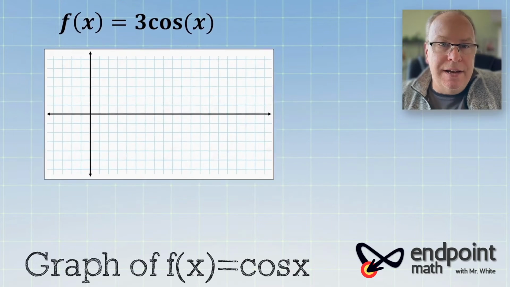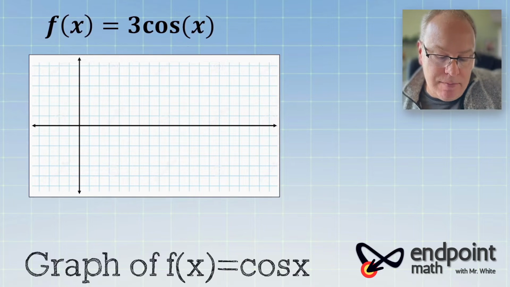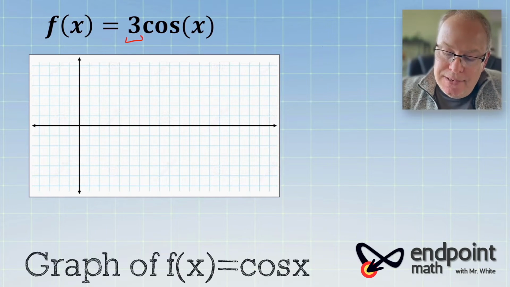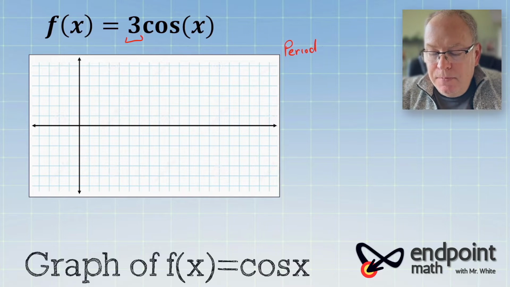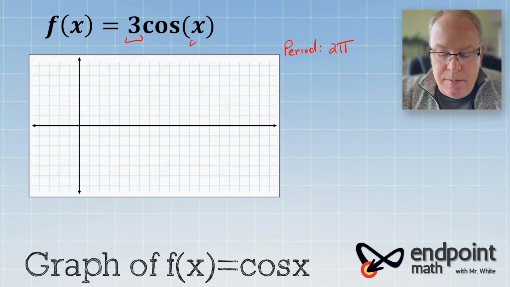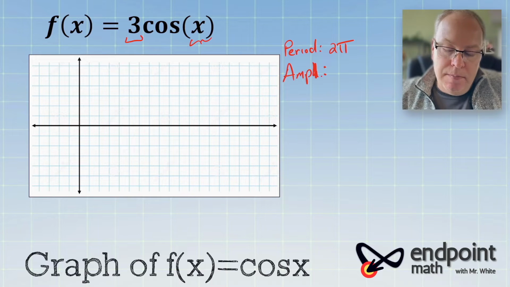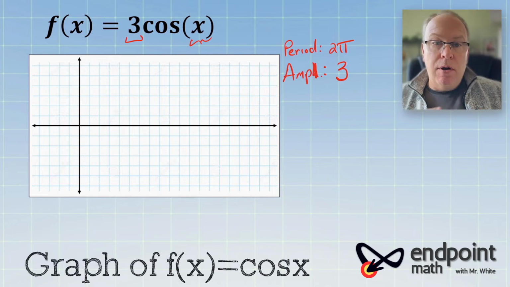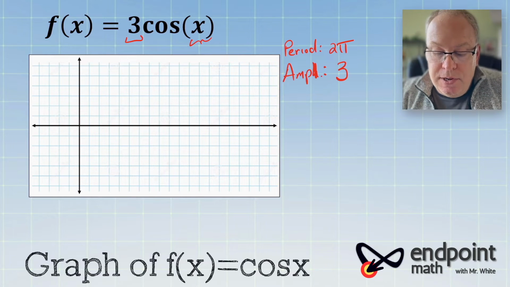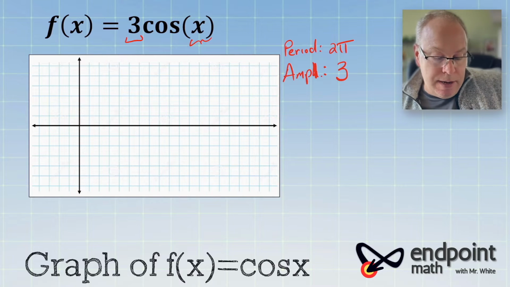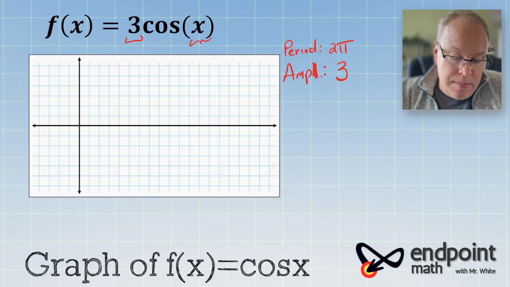All right, what does this graph look like? Well, I'm putting a number out front this time. That's not the period. The period is still 2 pi. The period comes from this in here. The amplitude this time is 3. So we're going to go up 3, down 3 from the midline. Now there is nothing at the end here, so the midline is still the x-axis. So I'm not even going to bother to do anything there.